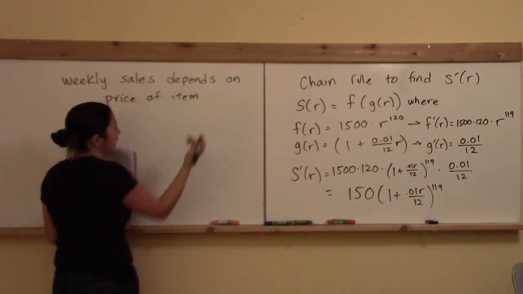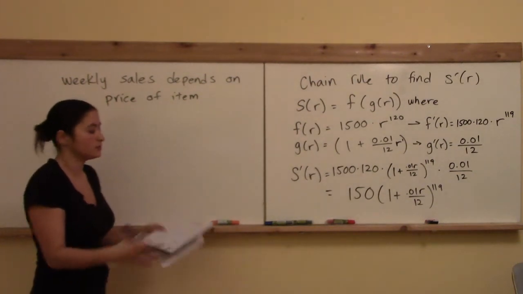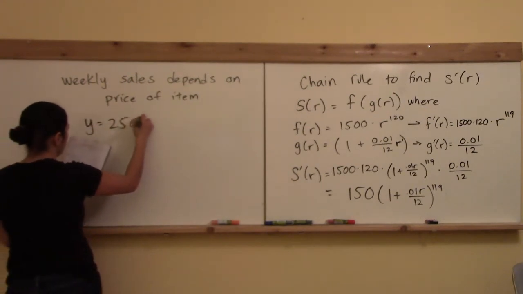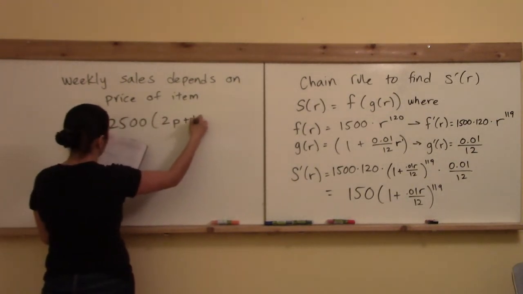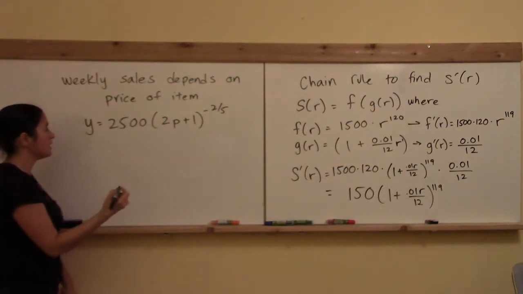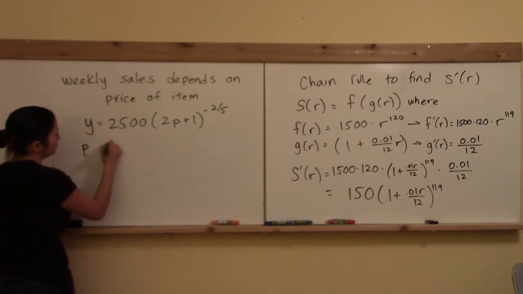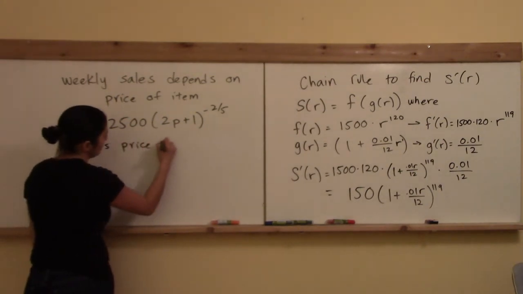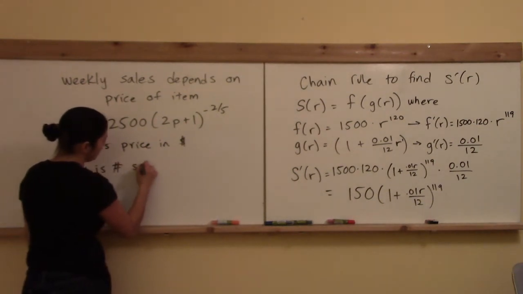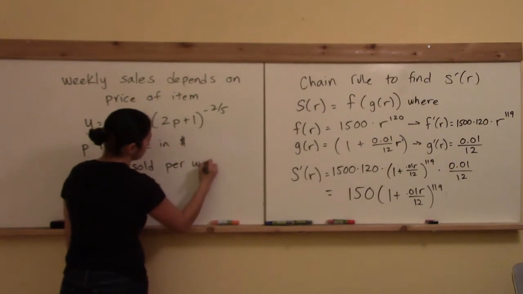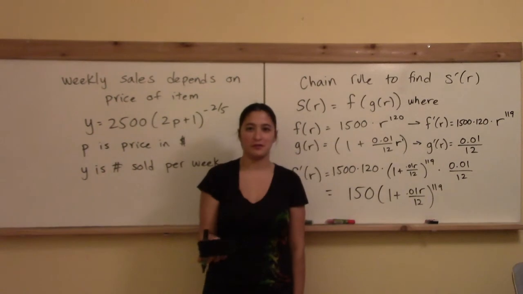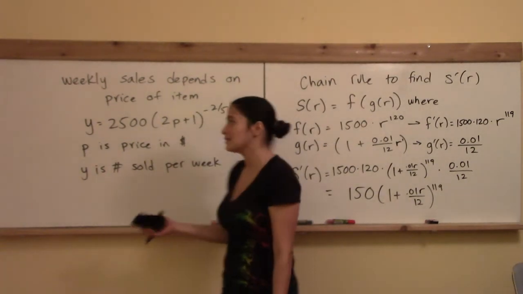That makes sense. How many of these am I going to sell in a week? Well, it depends on how cheap they are. The cheaper you make it, the more people are going to want to buy it. And let's say that this is the equation that I have right here, where P is my price in dollars, and Y is the number of items sold per week. So P is the price in dollars, and Y is the number of items sold per week, which is also called the weekly sales.